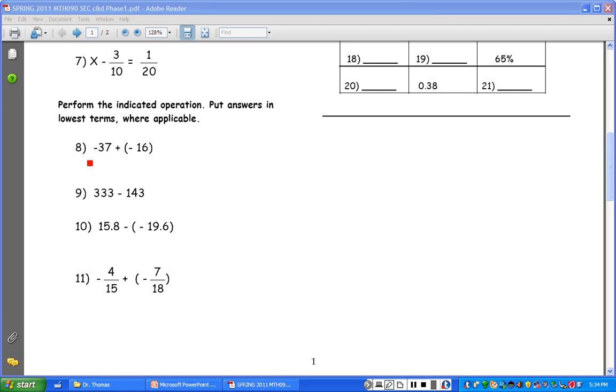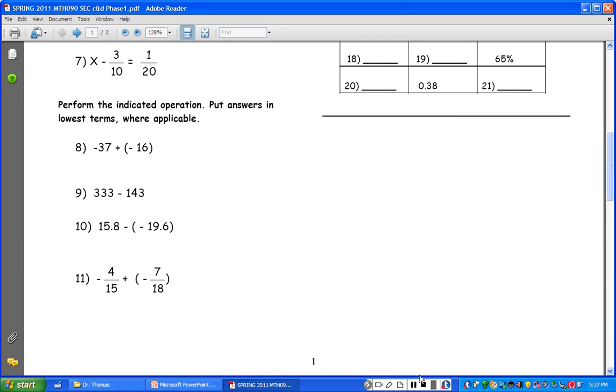As you can see, number 8, we have negative 37 plus negative 16. If you're still unsure about negative numbers, you really need to go back and review the session I did on integers and what it means to add two negative numbers. When you're adding, if you have the same sign, you sum. Same sign sum. So you add these two numbers together and your answer would be negative. You keep the sign that you have. Both are negative, so your answer would be negative.